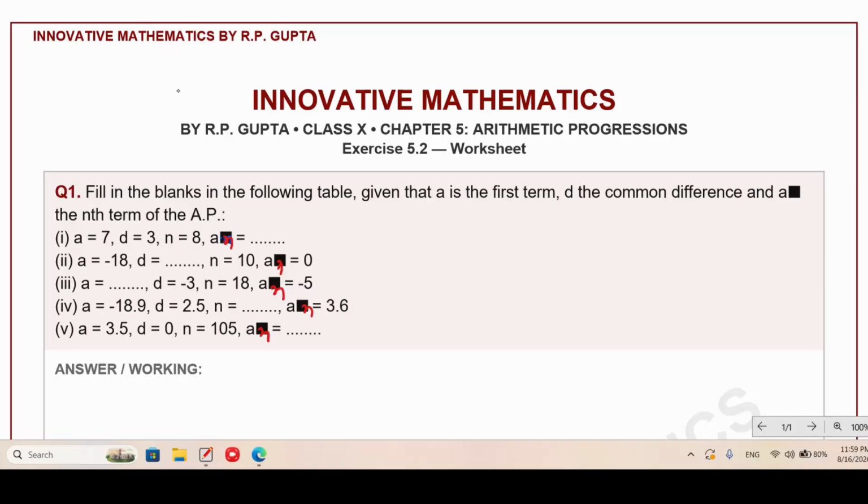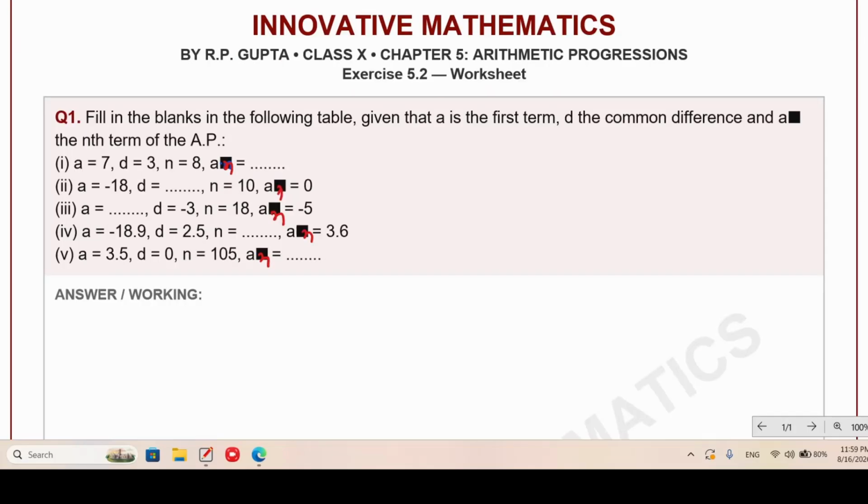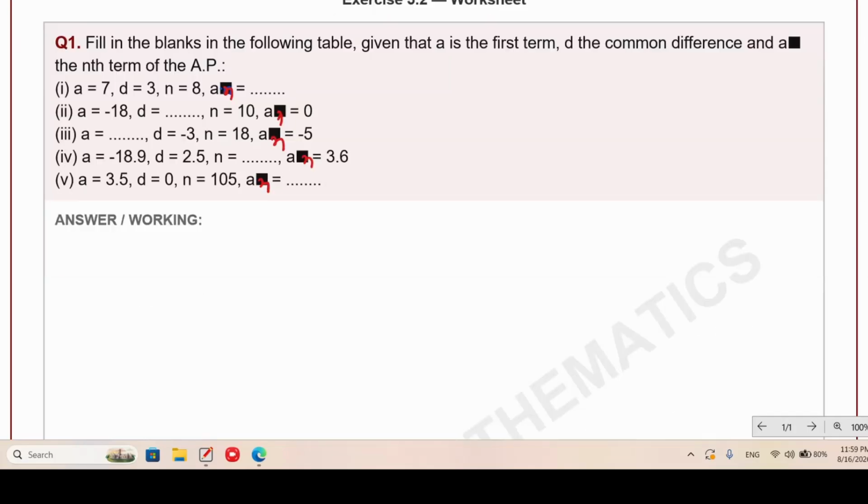In today's class, we'll start exercise 5.2. As we studied in 5.1, that is how to form an AP, what is the A term, what is D, what is An. Here we will learn how to find A, D, An, and N.